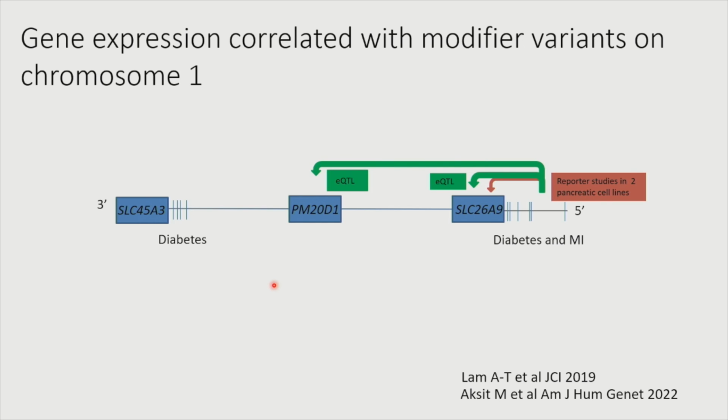But EQTL data also shows that these variants operate on the level of expression of this adjacent gene called PM20D1. And interestingly enough, the other locus is not operating on A3. The EQTL data says it's actually varying the level of expression of PM20D1. So when two things point to the same gene, you usually want to pay attention to it. So it's probably doing something in this case. And the interesting thing is the commonality: PM20D1 is contributing to the diabetes phenotype, and the A9 is contributing to the diabetes and the MI phenotypes.